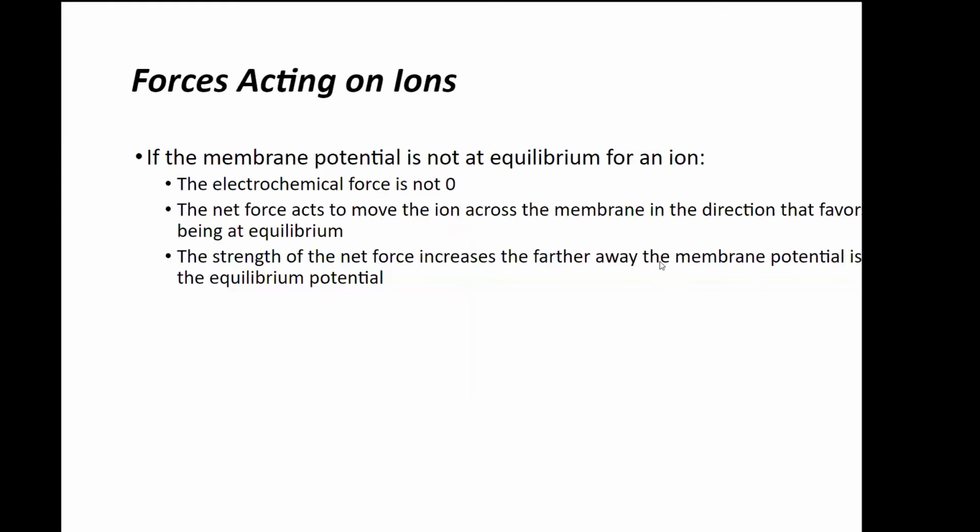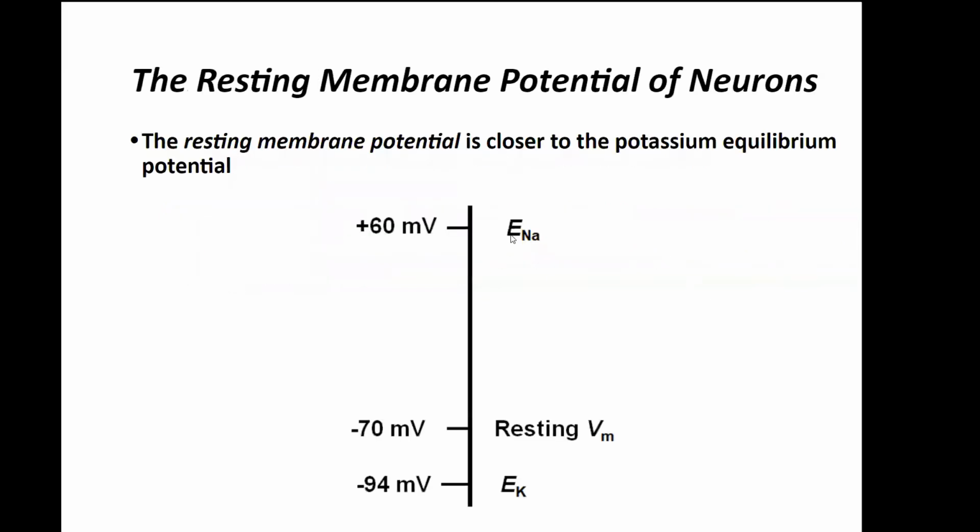Okay, so our electrochemical force is not 0 for either of these ions at the resting membrane potential, even though we have a balance between the sodium and the potassium. Each ion independently always is going to want to move. The net force acting on that ion is going to be in the direction that favors its being at equilibrium. So I'm going to flip back to that little chart here. We're always going to want to move towards our own equilibrium potential if we're an ion.